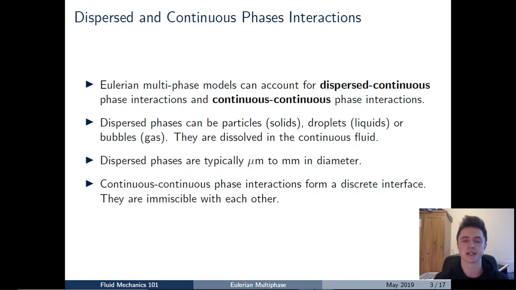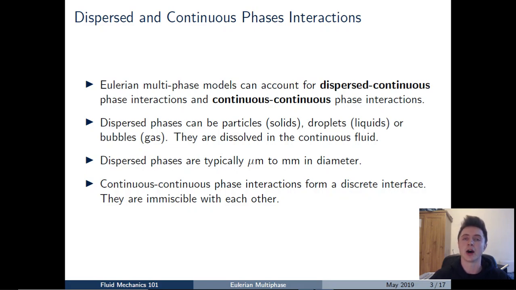Now, a dispersed phase can either be solid particles, liquid droplets, or gaseous bubbles. And these dispersed phases are typically very small, of the order of micrometers all the way up to millimeters in diameter. So the dispersed phases are typically very small and are dissolved in a continuous fluid, be that air or water or something of a much larger scale. And a dispersed continuous phase interaction would be the interaction between these small dissolved particles or droplets and the continuous phase.